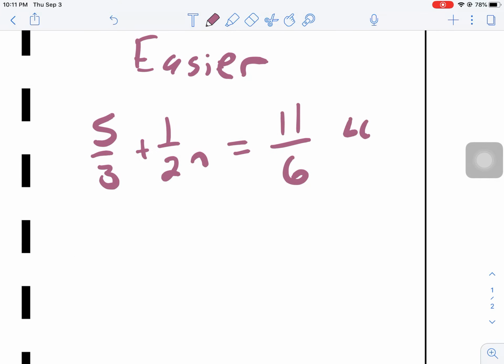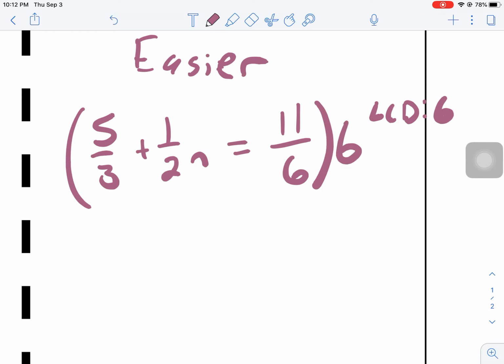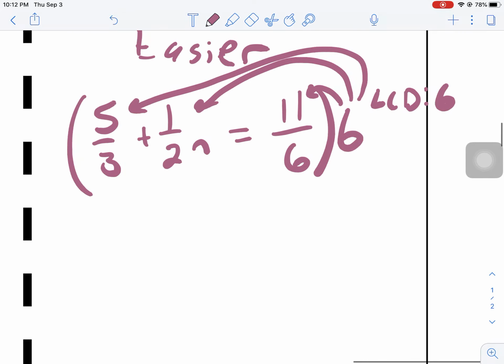6 is called the least common denominator in this case. The way to find the least common denominator is usually to multiply all of them together, but in this case, when we multiply 3 and 2, we get the number 6. So 6 is actually just our least common denominator. If we take the least common denominator and multiply everything by it, so we multiply everything by 6, then we would distribute 6 here, here, and here.